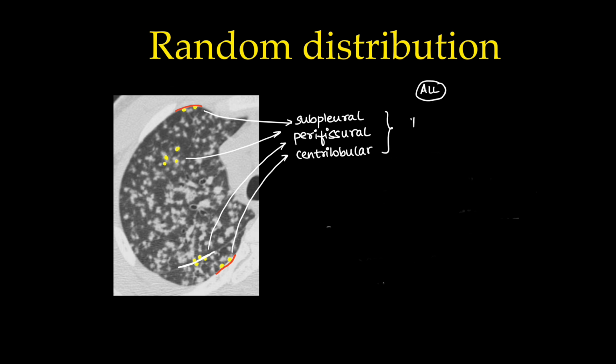In this picture we can see random distribution of nodules. This was a case of miliary tuberculosis. There are subpleural, perifissural and centrilobular nodules which do not follow any pattern.